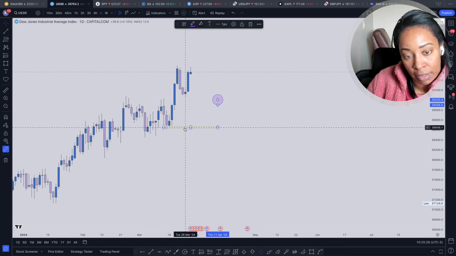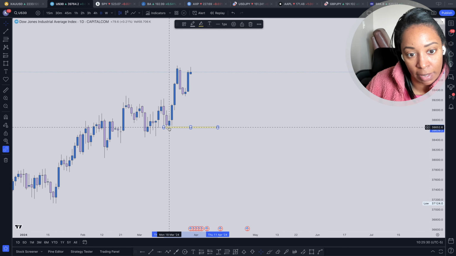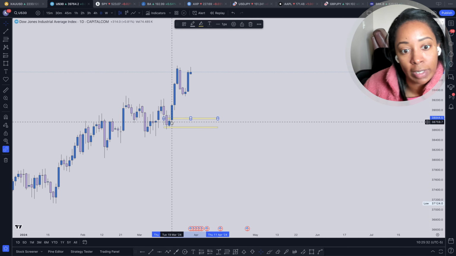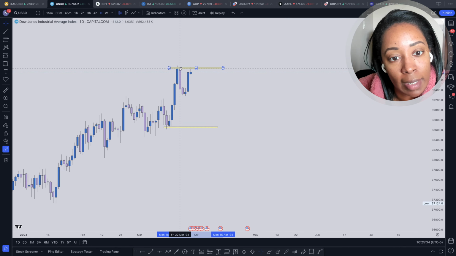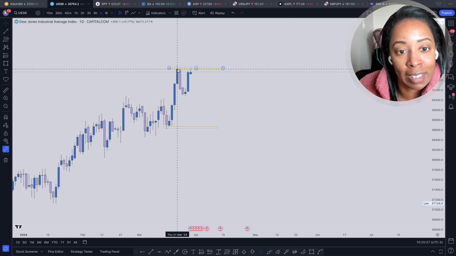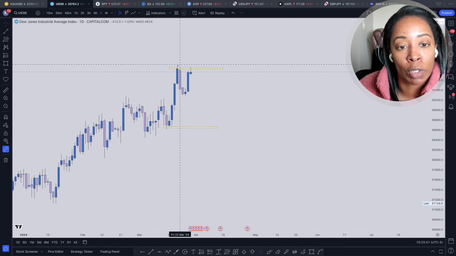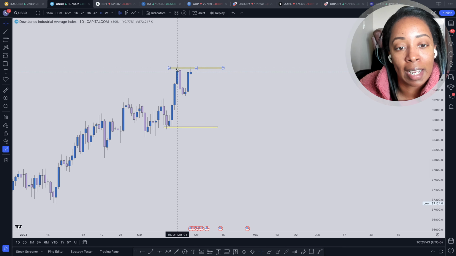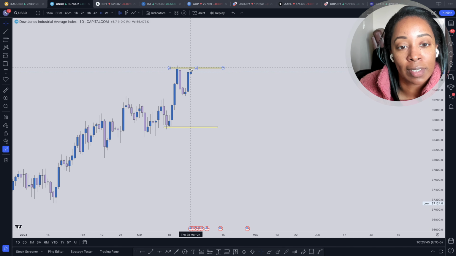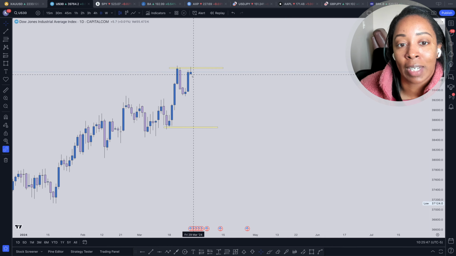I'm going to copy this. Oops, not that. I'm going to copy this. Control C, Control V. So let's go ahead and mark off this resistance up here, because we have the lowest point before it shot up, and then we have this highest point right here, and then we also see that price tapped into the zone as well.